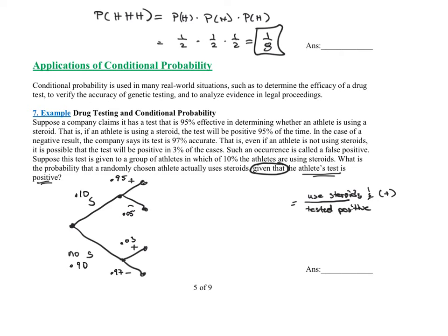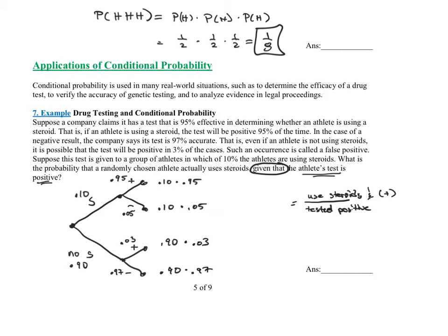So using this tree diagram, how can we get how many use steroids positive, how many use steroids negative, etc.? We just multiply the numbers. So how many use steroids and test positive? That would be 0.10 times 0.95. How many use steroids and test negative? That would be 0.10 times 0.05. No steroids and positive would be 0.90 times 0.03. No steroids and negative would be 0.90 times 0.97.